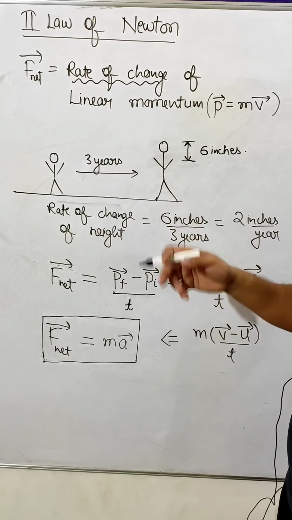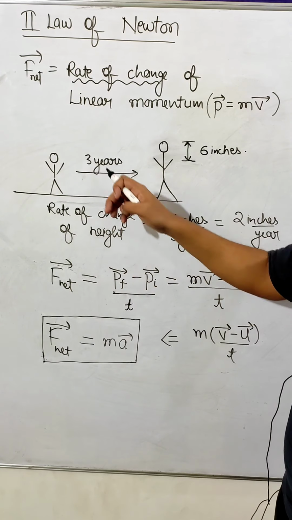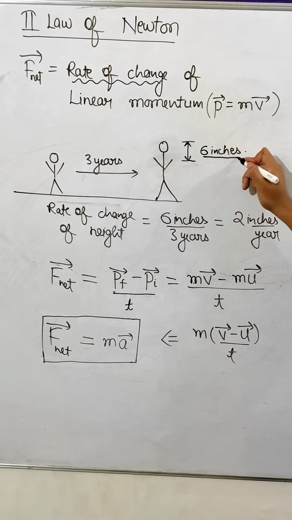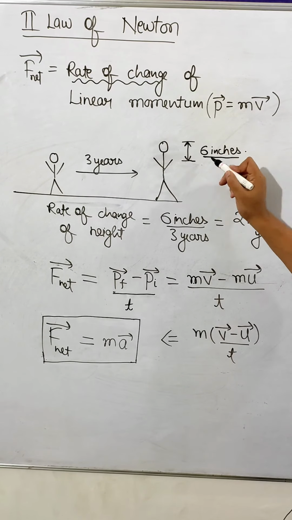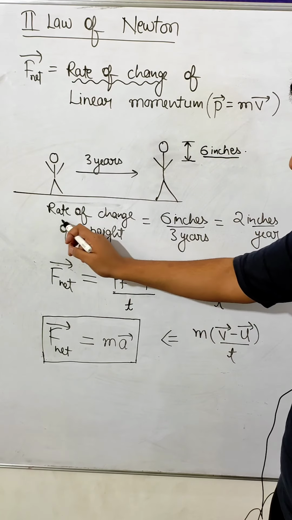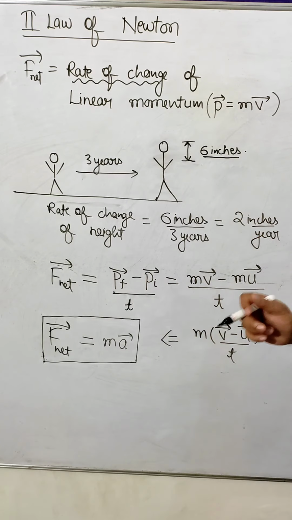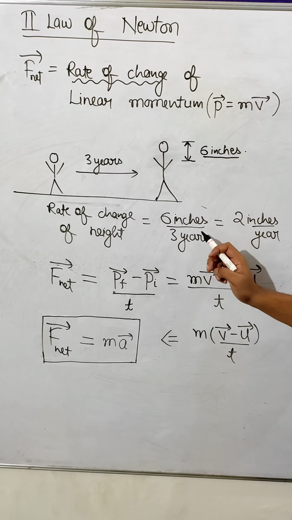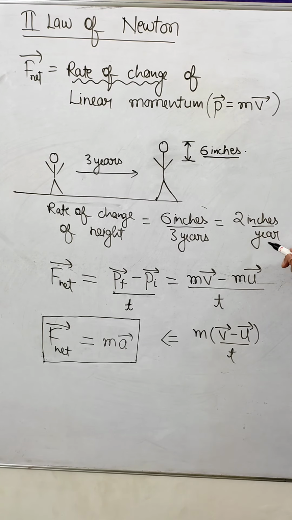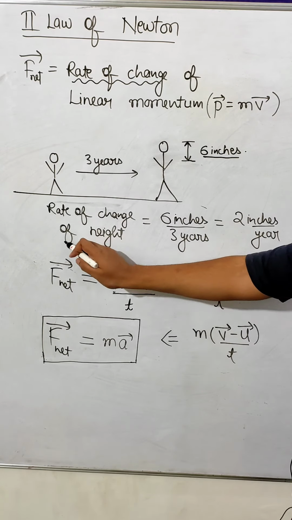How to calculate rate of change? So think about it. Let's say there's a boy, and in 3 years his height increases by 6 inches. So in 3 years, he becomes taller by 6 inches. Now, if somebody asks you what the rate of change of height of this boy is, you will say that he grew by 6 inches over 3 years. 6 inches over 3 years tells you that he grew by 2 inches every year. Okay, so 2 inches per year is the rate of change of height.